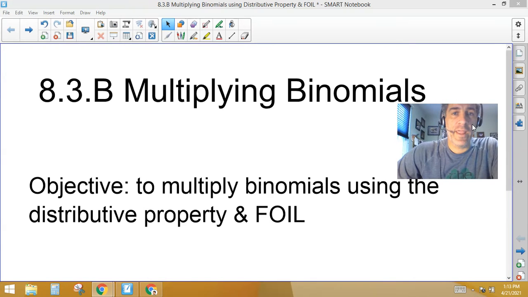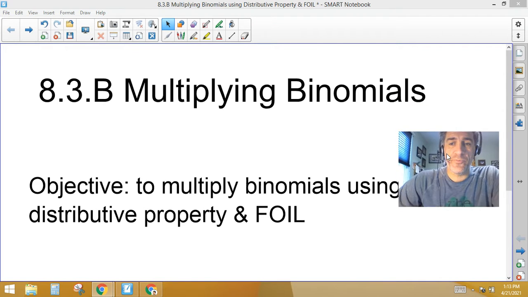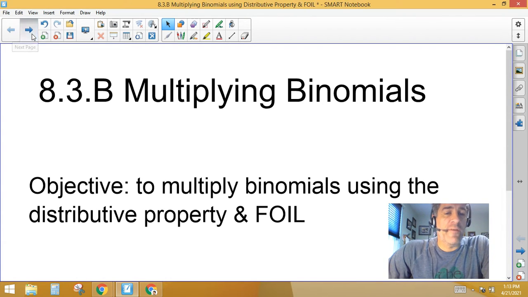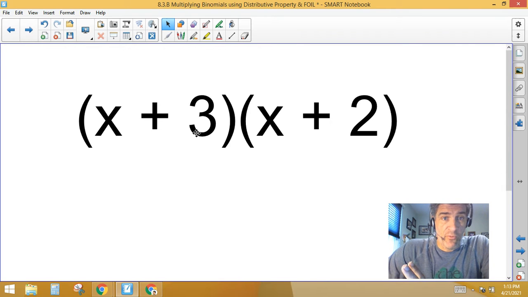Hey everyone, we're on to 8.3b, multiplying binomials. We're going to multiply binomials together using two methods in this unit lesson. One is using the distributive property, and the other is called FOIL. It's an acronym. So the first thing I want to show you is what it overall looks like.